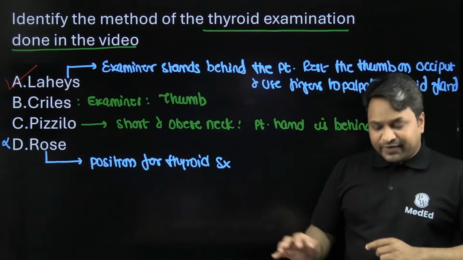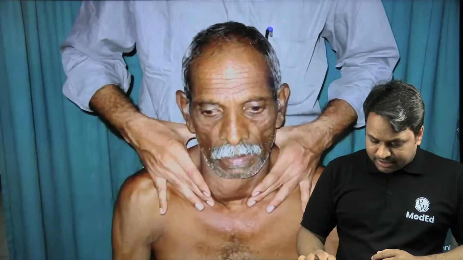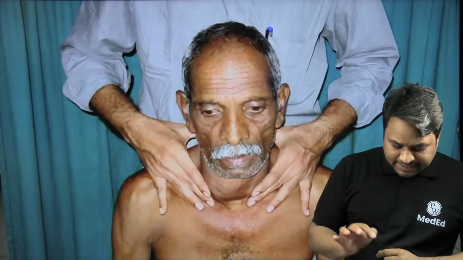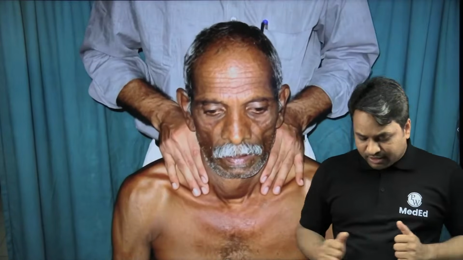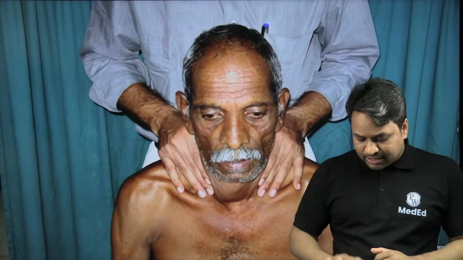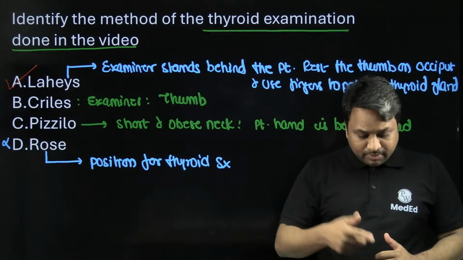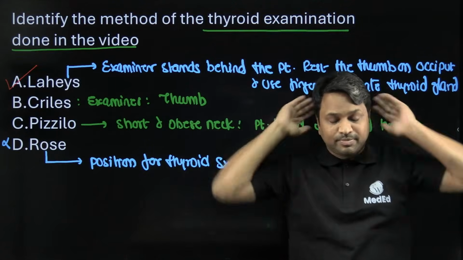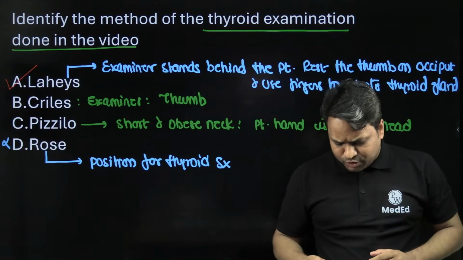Then we asked you to identify the method of thyroid examination, and this is the video that we showed you. Examiner is standing behind the patient, the thumb is fixed and the fingers are moving. Now you can see this is what we call Lahey's method. Crile's, we use thumb. Pizzillo's, the patient's hands are going to be clasped behind the head. Rose is a position in which you operate.